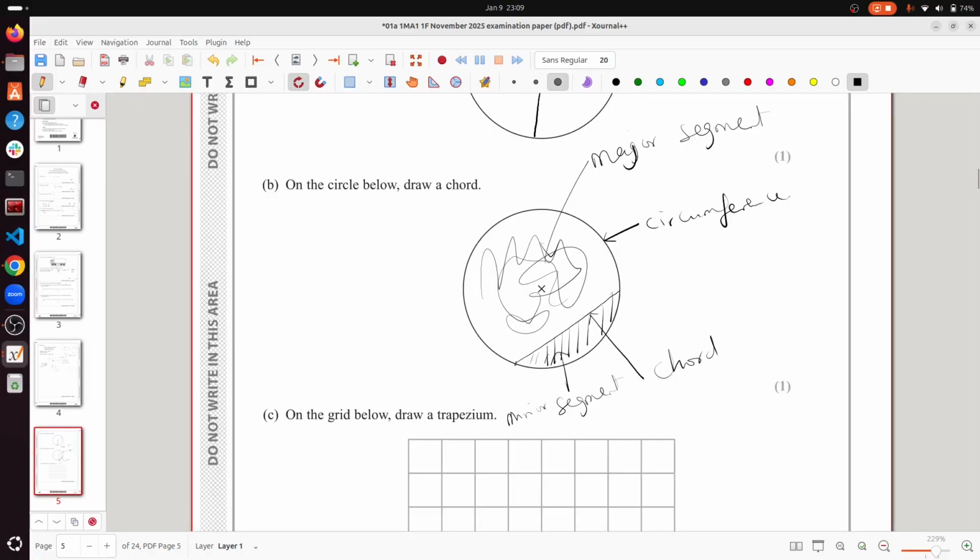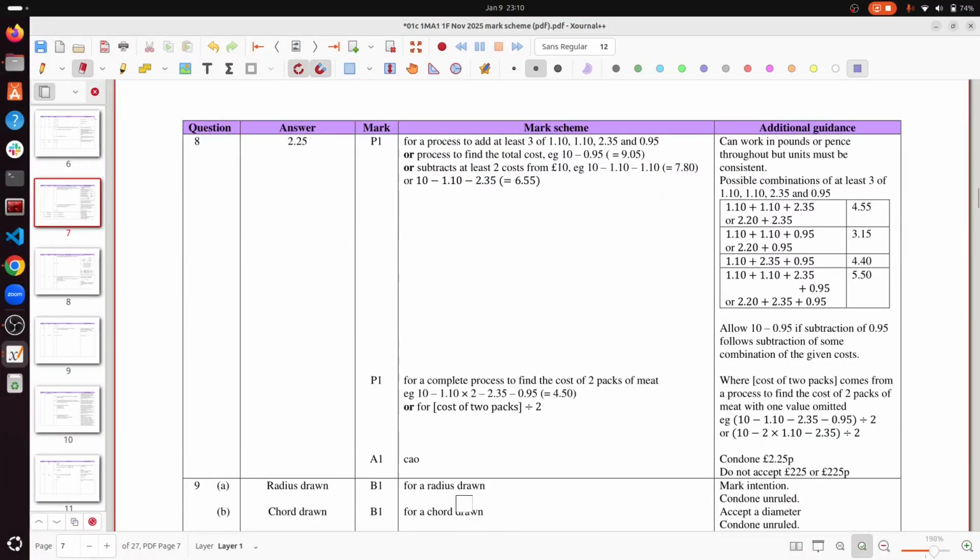So a line that touches the circle at only one point is called a tangent. A tangent. So they can ask you any of these questions, for you to identify any of these parts of the circle. So it's good for you to have knowledge of how to identify parts of the circle. So for a radius drawn, that's 1 mark. Mark intention, condone a ruler. So even if you didn't use a ruler, which I would advise you to use, they will still mark that right, except a diameter for a chord, because it's still joining 2 points of our circle.